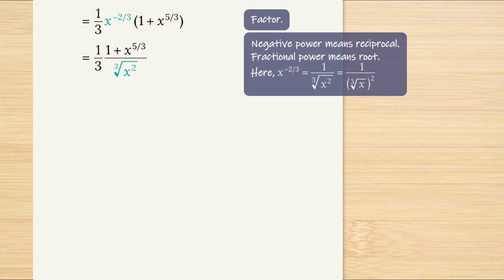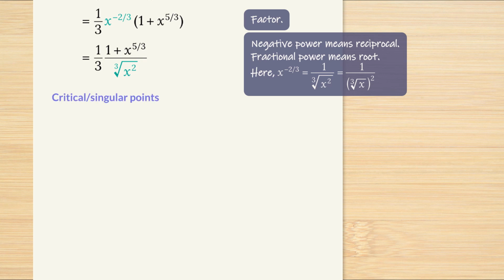There are multiple ways of expressing x to the -2/3. In either case, this factor is in the denominator, but we can have the cube root enveloping the x squared, or we can have the square of that entire cube root. So it doesn't really matter which way you pick.